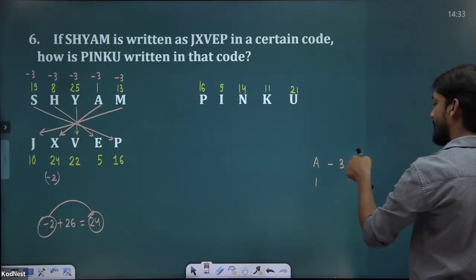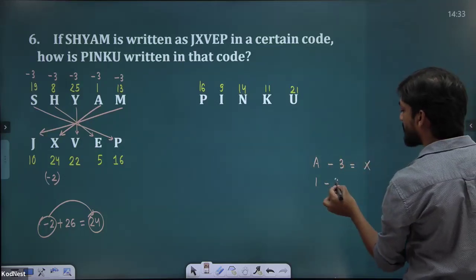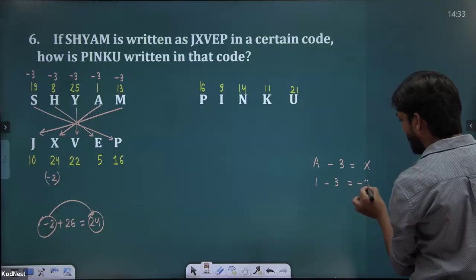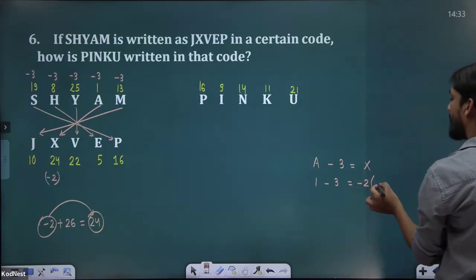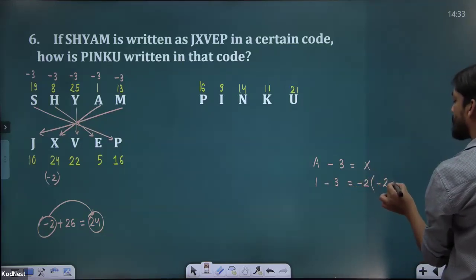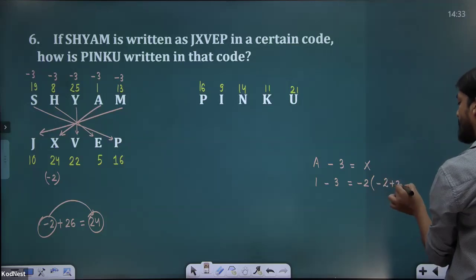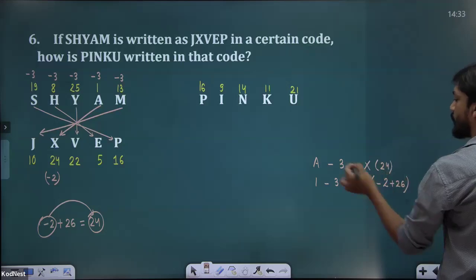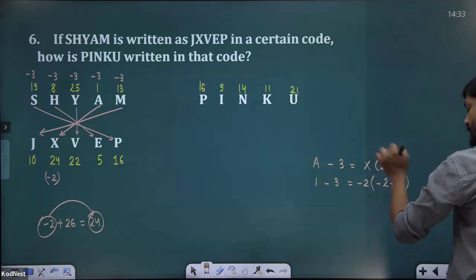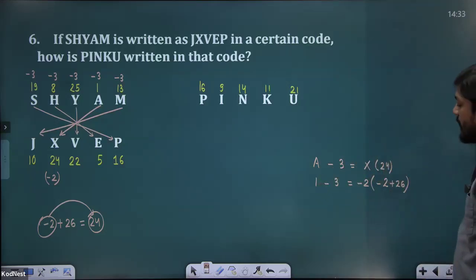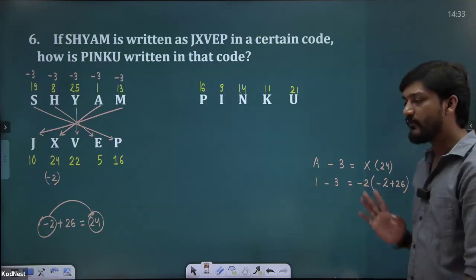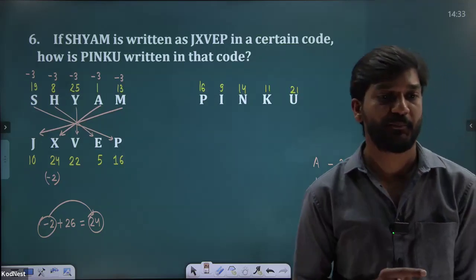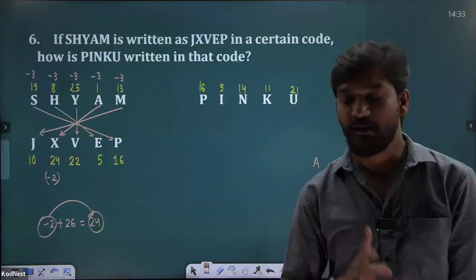How is A minus 3 equal to X? Please understand, 1 minus 3 equals minus 2. And whenever you get a negative number, you have to think minus 2 plus 26. Okay, so 24. So A minus 3 is X, X is 24, and minus 2 also means 24. Okay, RHKFM.